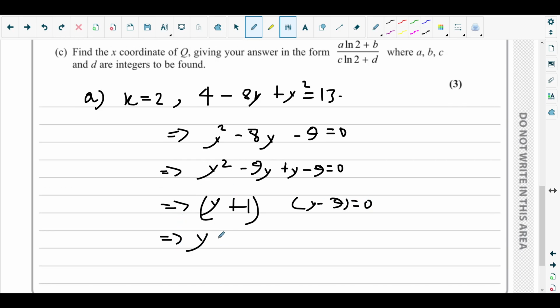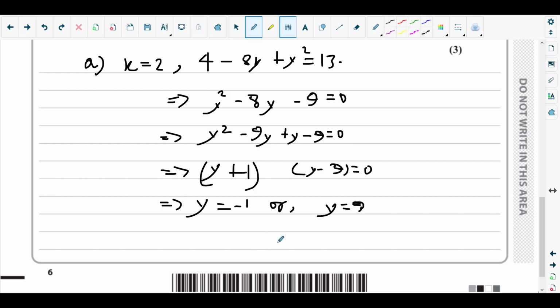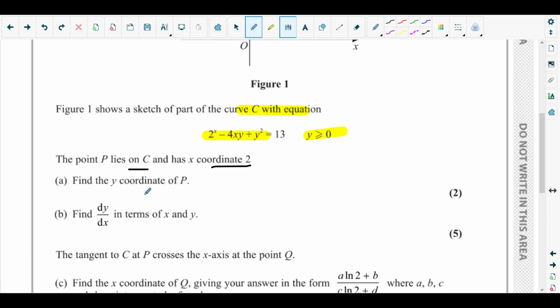So which one should we consider? In order to decide, we need to see what they have said in the question about the range of possible values for y. You can see that they said y greater than 0. That's why we should consider y equals 9, as y is greater than 0. Done. That's all about part A.